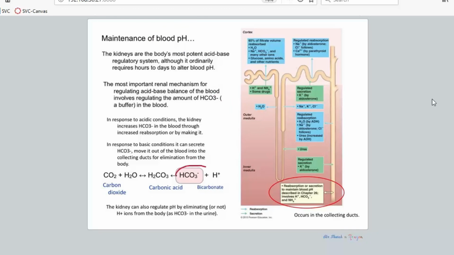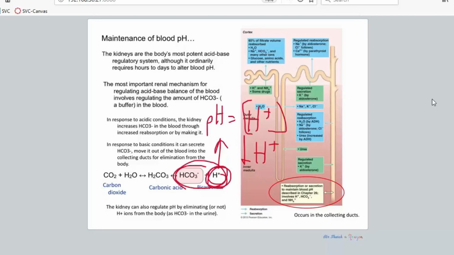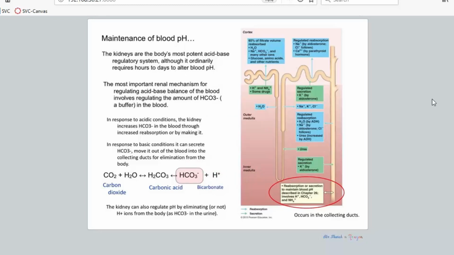Well, bicarbonate binds with these free hydrogen ions. And as you guys remember, pH is a measure of the hydrogen ion concentration. So if you decrease the amount of hydrogen ions, then you raise pH back up and you make it less acidic. So again, if the body's too acidic, that means that there's too many free hydrogen ions floating around in the blood. And what the kidney's going to do in response is release bicarbonate, because bicarbonate binds with free hydrogen and it eventually converts it to carbon dioxide and water.